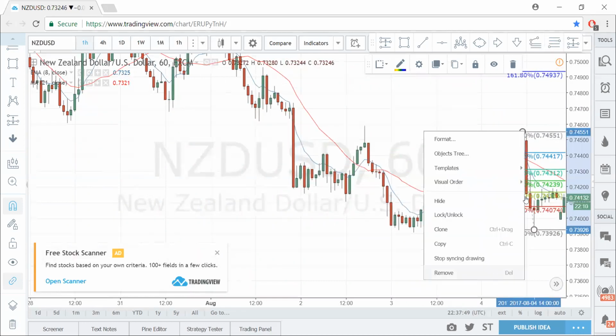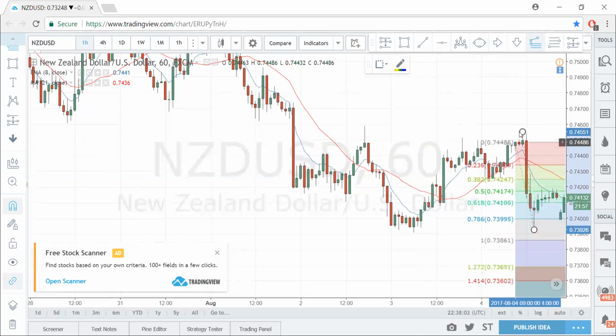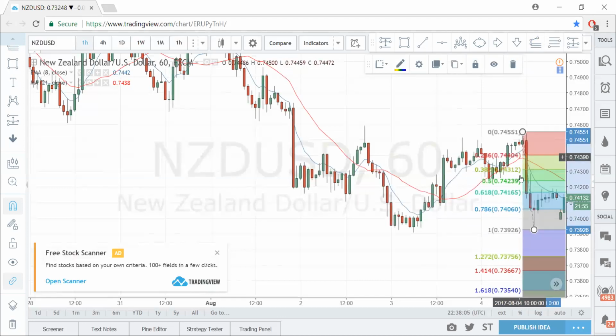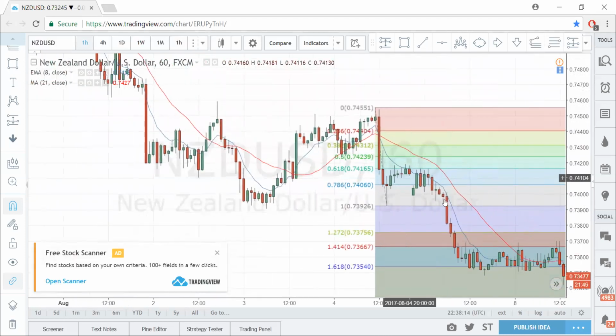Now, how do I know where market is going to? Simple. I take my retracement and my Fib extension, right? I click all the way from here to down and back up again. So what I'm saying is my target is for price to reach 1.272, 1.414, or 1.618. Let's see. See? Price came all the way down to 1.272, 1.414, and 1.618. So this can be your first take profit, second take profit, third take profit.